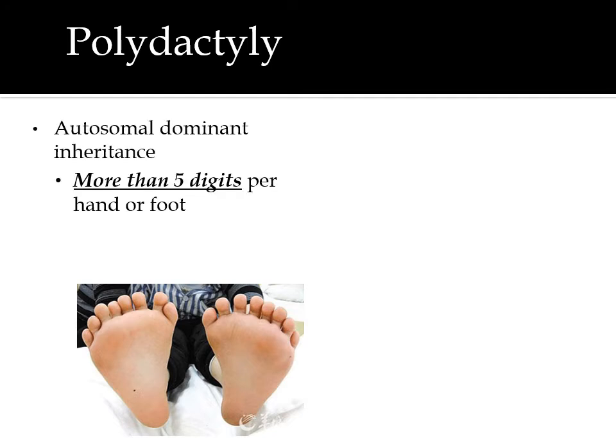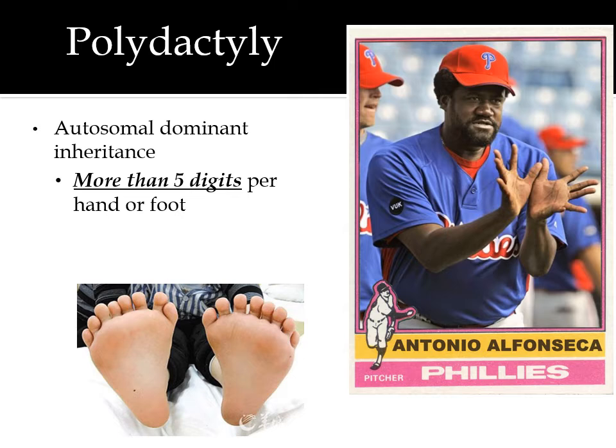Polydactyly is a trait that causes there to be more than the typical number of fingers or toes, and it's a dominant trait, so it will be passed on more often than not. This is Antonio Alfonseca, and he was a relief pitcher mostly for the then Florida Marlins, with whom he once led the National League in saves.